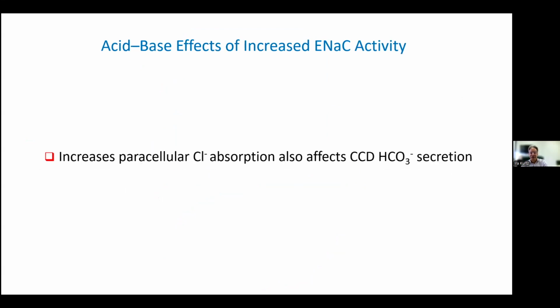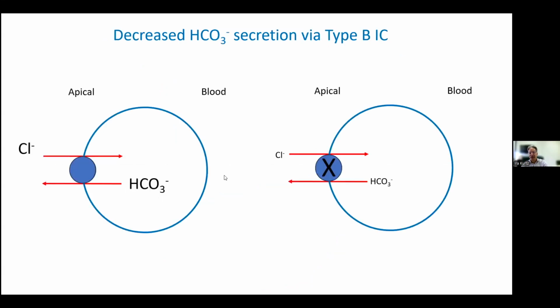Now, there's another factor, and that is that the enhanced paracellular chloride absorption also affects bicarbonate secretion by the cortical collecting duct. Remember, as I talked about a couple of weeks ago and before, the cortical collecting duct doesn't only absorb bicarbonate by the type A intercalated cell. There's another intercalated cell there, the third of our three cell types, that secretes bicarbonate into the lumen. What the cortical collecting duct does in a net sense depends on the bicarbonate absorption via the type A intercalated cell relative to the bicarbonate secretion via the type B intercalated cell.